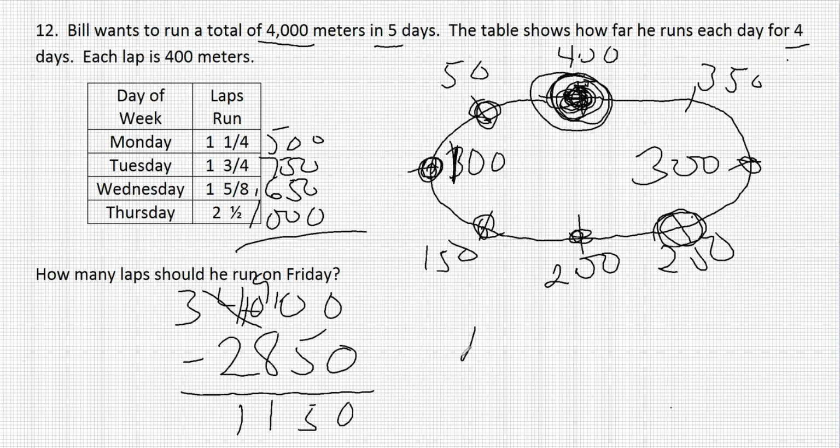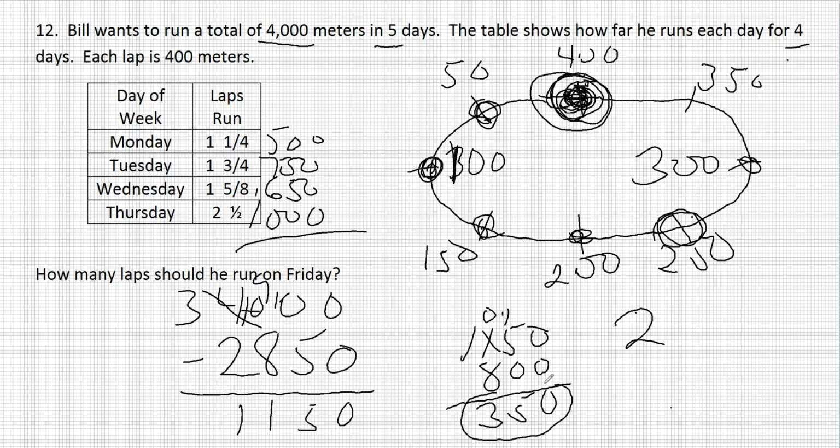He's got to go another 1,050 meters. So how many laps is that? Well, 1 lap is 400, 2 laps is 800. So if he goes 2 laps and has 800, how much more does he need to go? Well, let's go here, and we still don't need to borrow, do we? 1,050 minus 800 is 250.